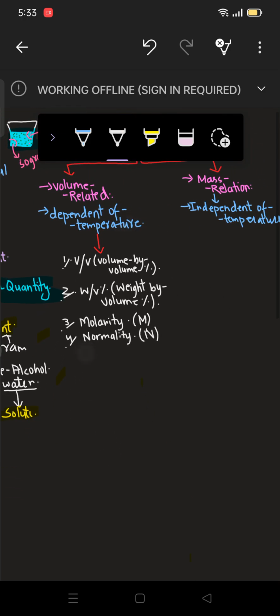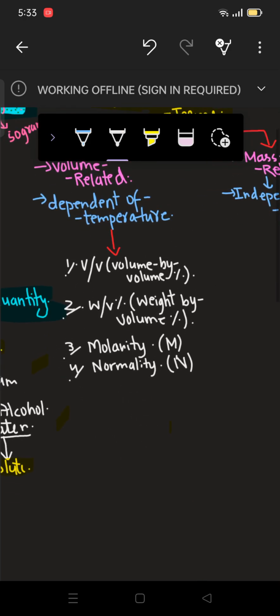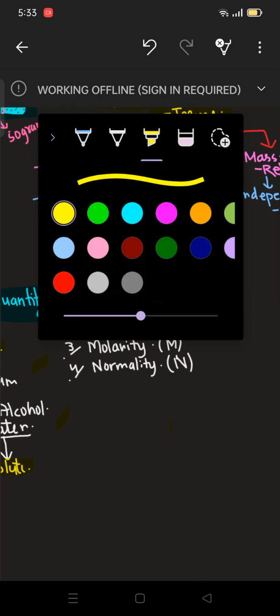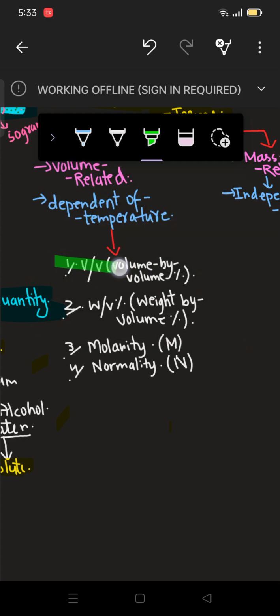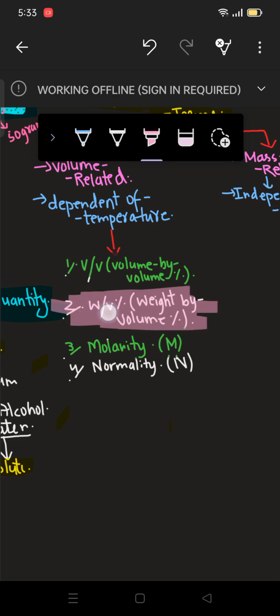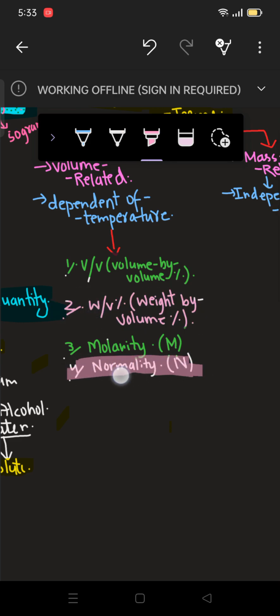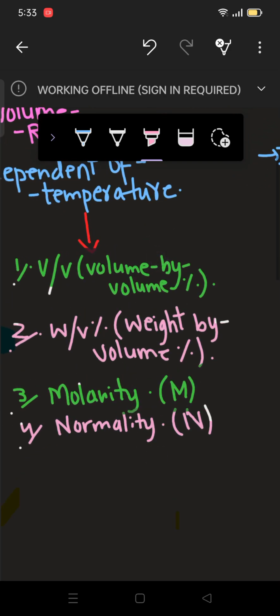So see what we are going to study in the volume related concentration terms. Of course, the first one volume by volume percentage. Second, weight by volume percentage. Third one molarity. And the fourth one is normality. Now see here you will find volume in it. Volume by volume percentage, of course here you can find volume. Weight by volume percentage, of course here you can find volume too.